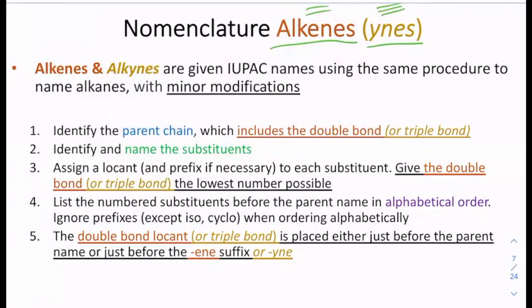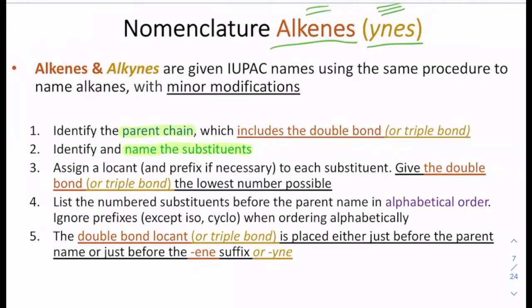The first thing we are going to do is identify the parent chain, but in this case, the parent chain has to include the double bond or the triple bond. The second step is the same, identify and name the substituents. The third step is we have to provide a location for all of our substituents, but also for where the double bond and or the triple bond starts. Those numbers for our double bond and our triple bond have to be the lowest number. So we're going to start numbering closest to the end where the double bond starts or the triple bond starts.